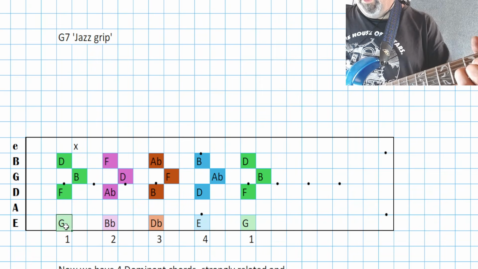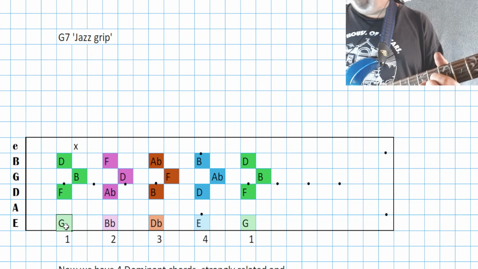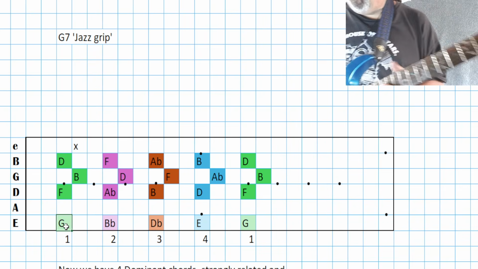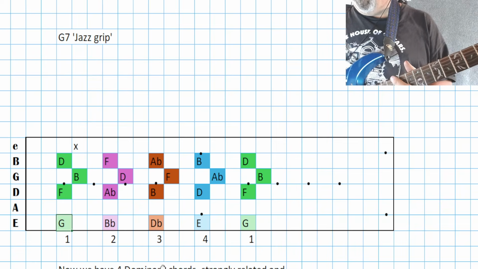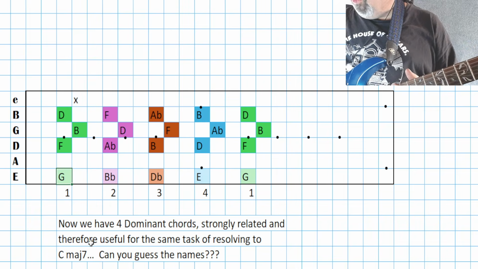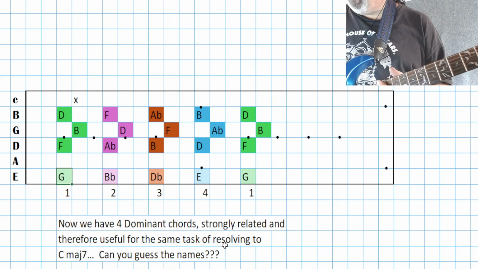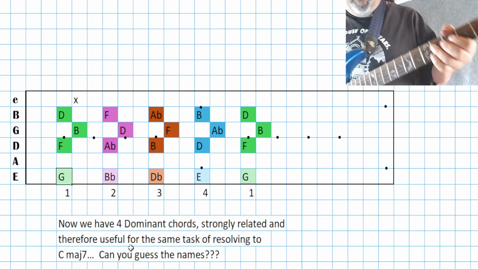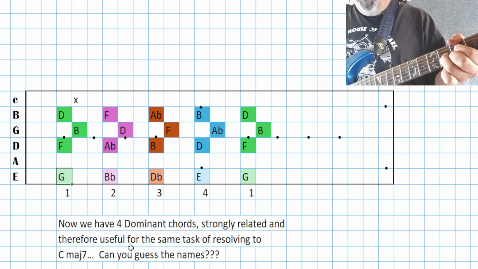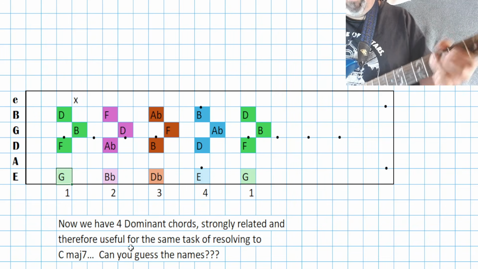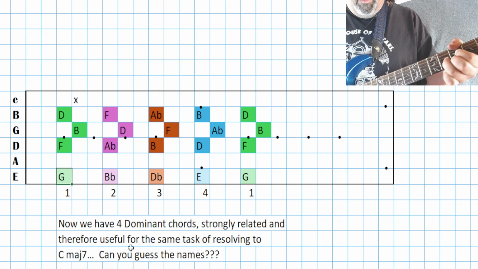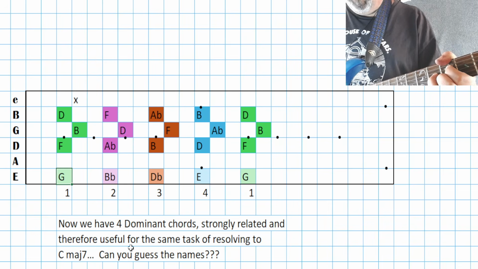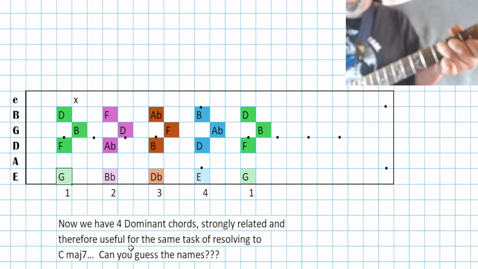Hearing some, like, which ones did Allan Holdsworth like? All right, so we have these 4 dominant chords, all strongly related, and therefore useful for the same task of resolving to C major 7. So there's a great conclusion. If we were going back to our original, this 5 chord is our big deal for resolving to C in the scale. Not the 3, not the 2, not the 1, not the 6, the 5. It's going to be your strongest resolve to C.